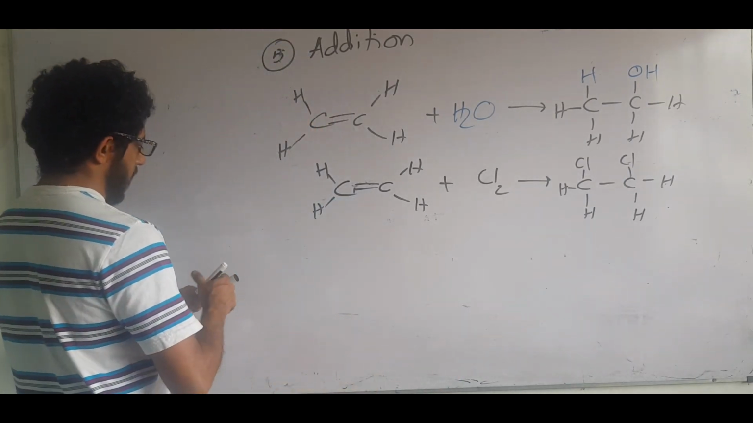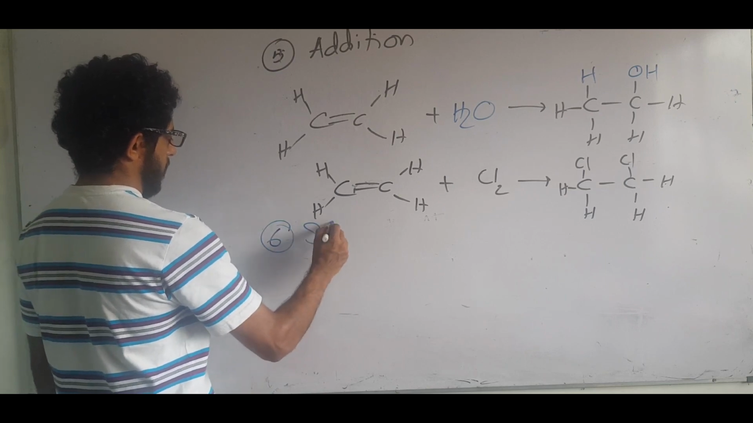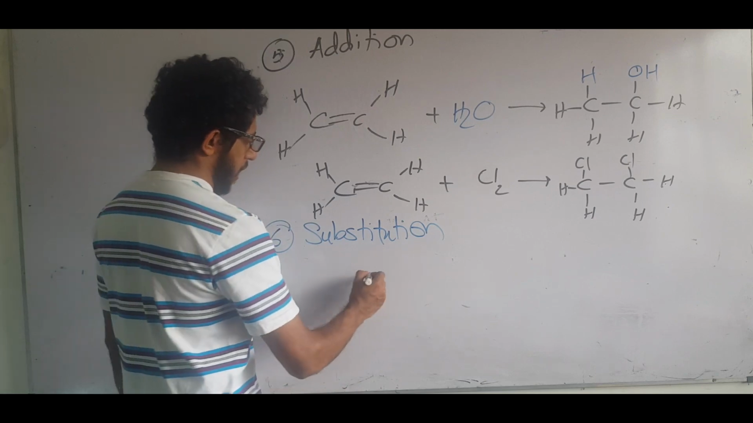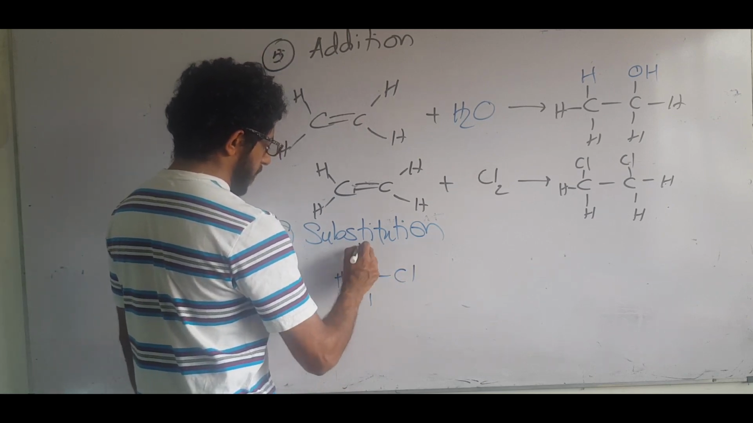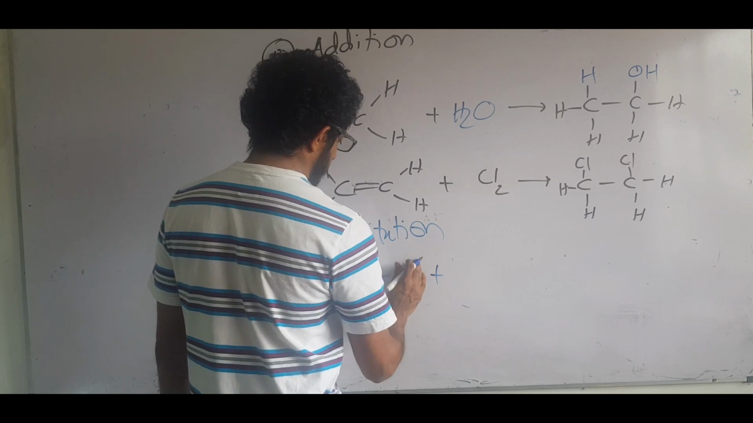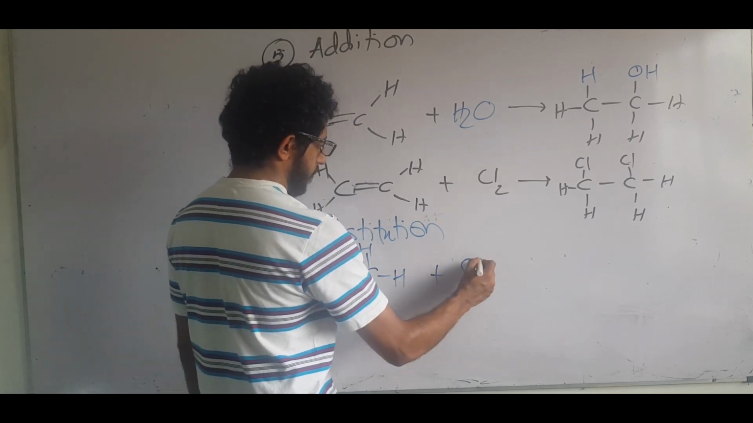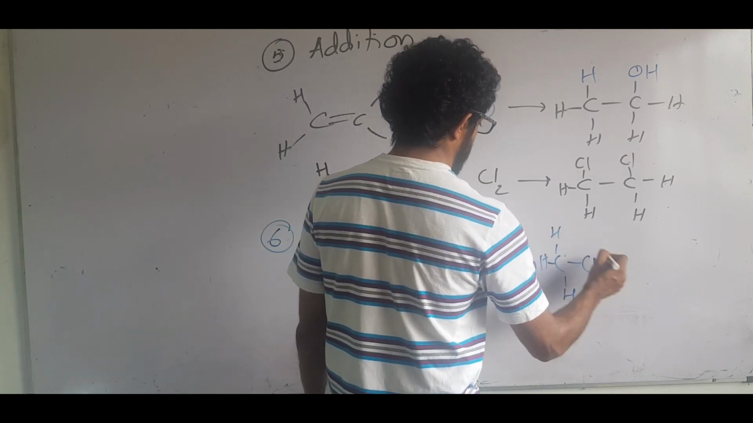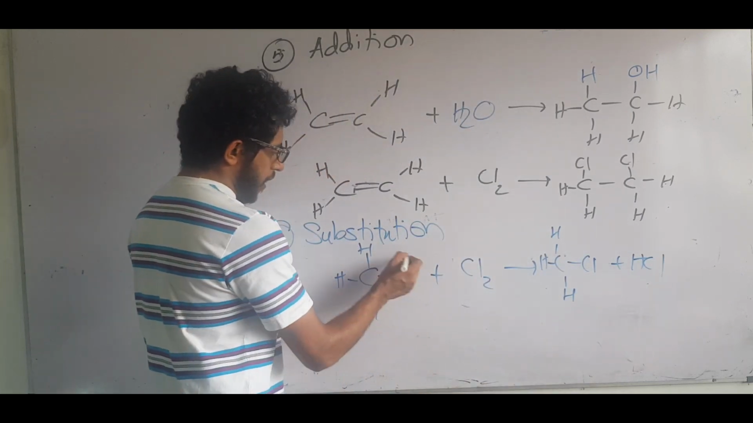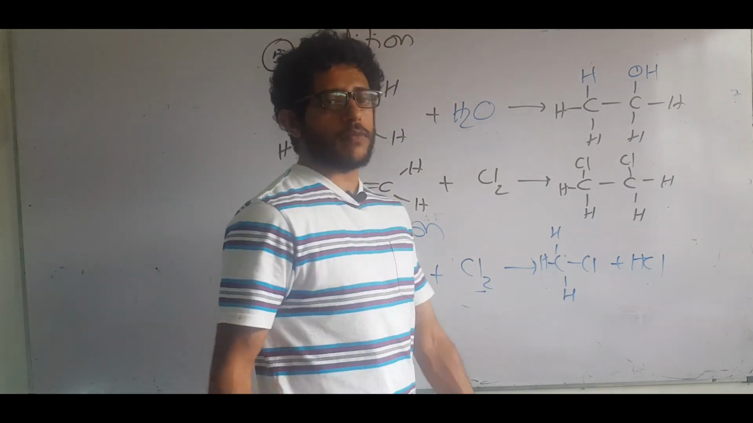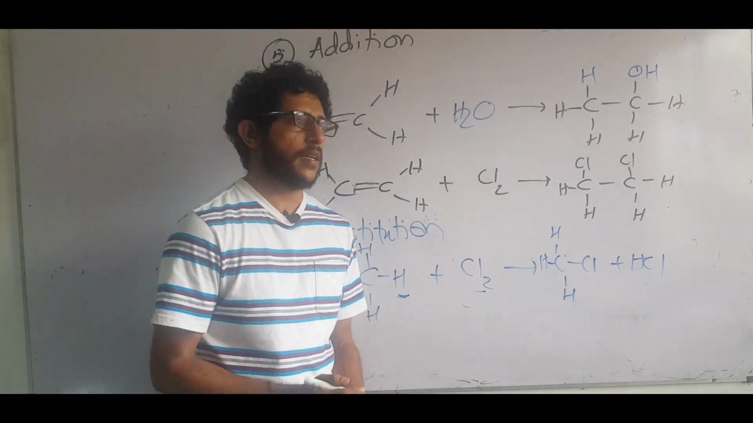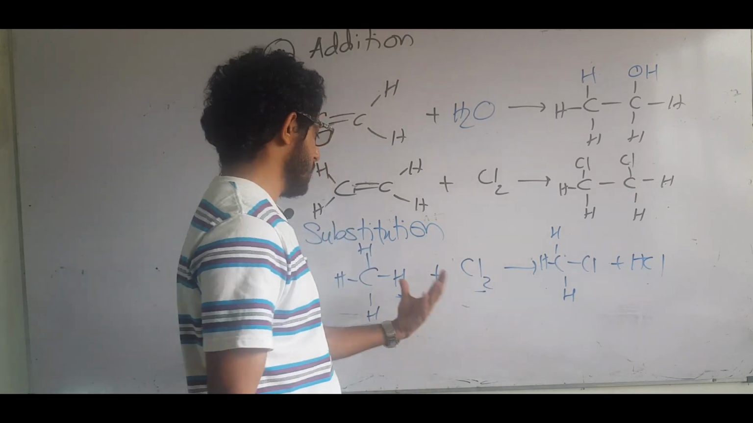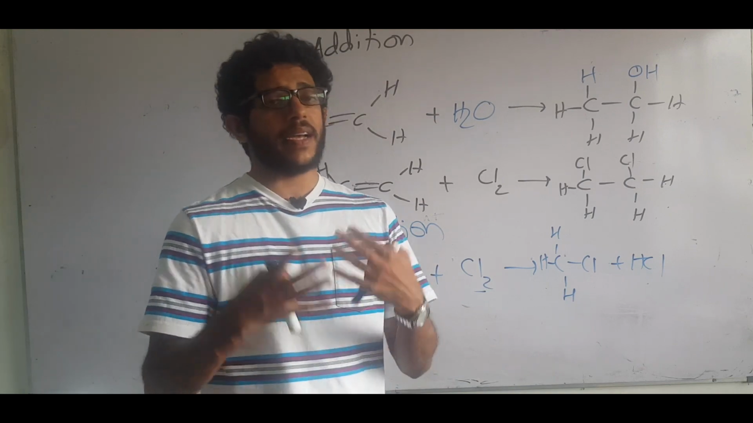The last one I write over here is a substitution reaction. What happens in substitution is that one element is replaced by another element. The hydrogen atom in this case is replaced by a chlorine atom. So, we call it a substitution reaction, right. In a substitution reaction, one element or one group present in a molecule is replaced by another substance.